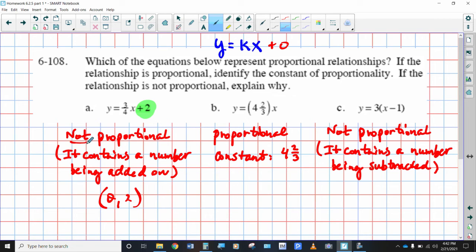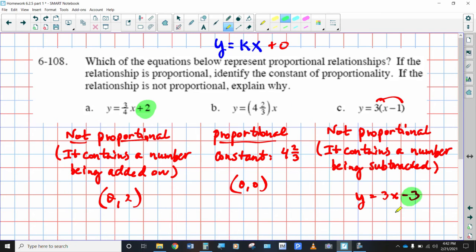Makes this non-proportional. Here it works. When x is equal to 0, this entire side becomes equal to 0, because anything times 0 is 0. So y would be equal to 0. This is proportional, and the constant of proportionality is the number that is being multiplied times x. And that also, you'll find out, happens to be what we call the unit rate. And then here, after you send in the dive bombers, that becomes y is equal to 3x minus 3.